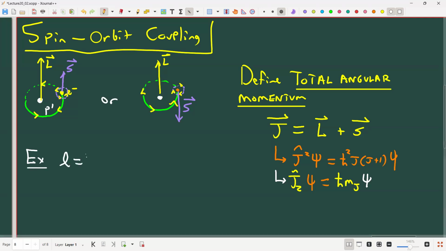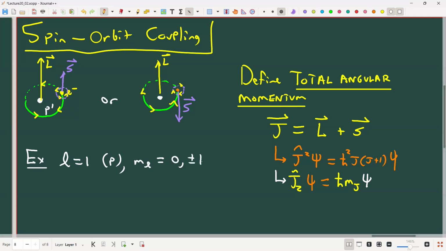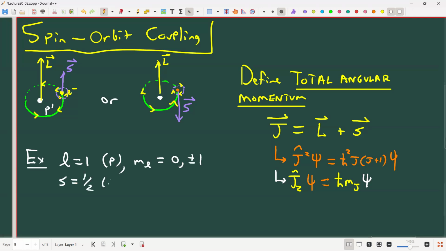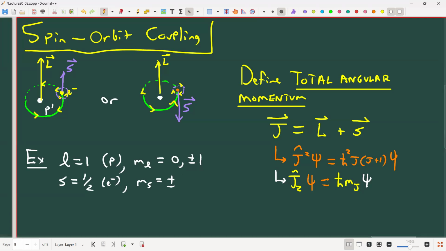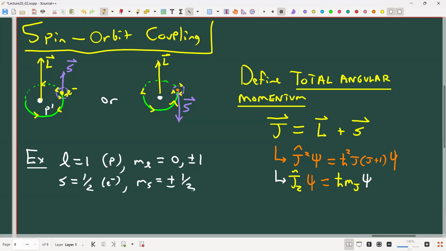Let's take L equals 1, so that's a P state, right? Which means that M sub L is either 0 or plus or minus 1. And let's set S to be 1/2, meaning an electron. And that means that the spin can either be pointing up or down with components plus or minus 1/2. So there's a P state. We're just going to define a P electron. Doesn't matter if it's in 2 or 3 or 4, it doesn't matter.